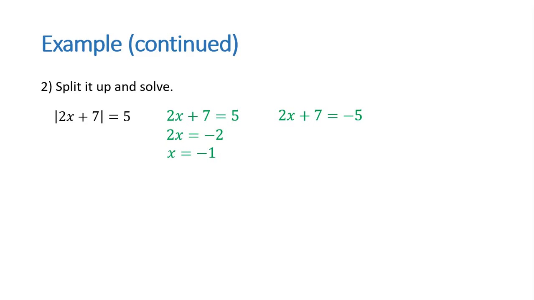We'll use the exact same algebra for the other equation, but again, we're just going to have a different number on the right-hand side. So subtract the 7 and divide the 2. We get x is negative 6.